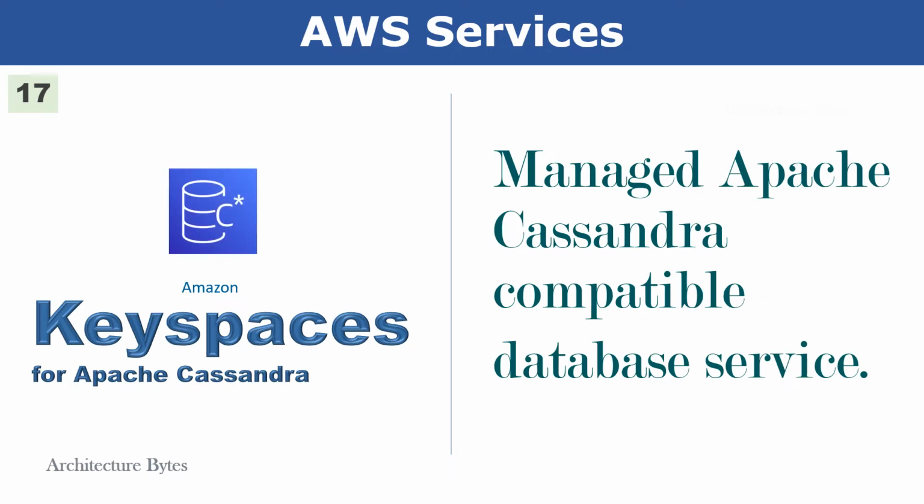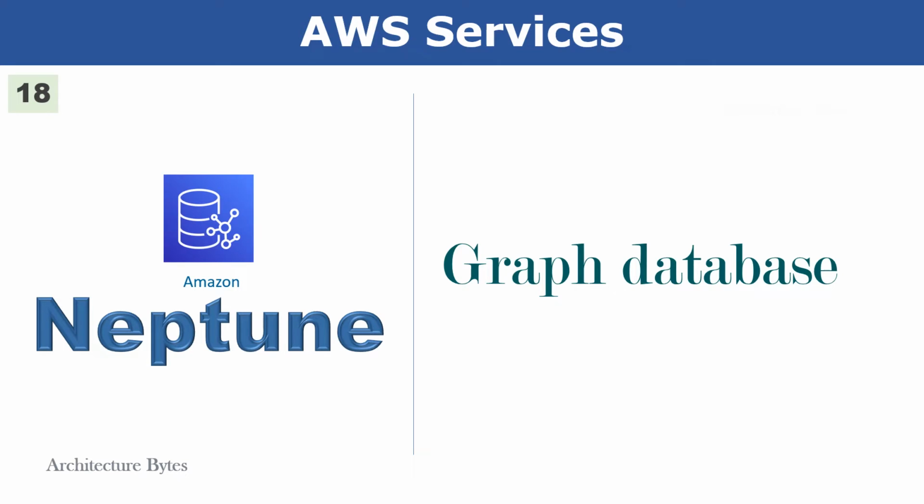Keyspaces for Apache Cassandra is a managed Apache Cassandra compatible database service. You can run your Cassandra workloads on AWS without having to install or maintain Cassandra yourself. Neptune is a graph database that stores highly connected datasets like a social graph. It can process graph queries efficiently.